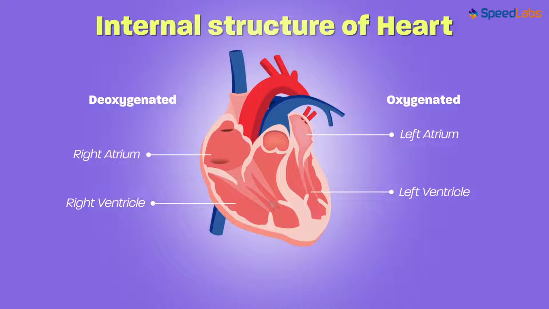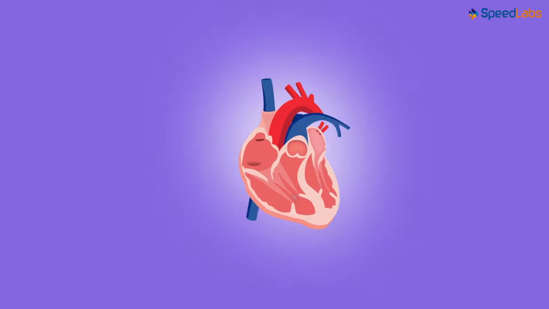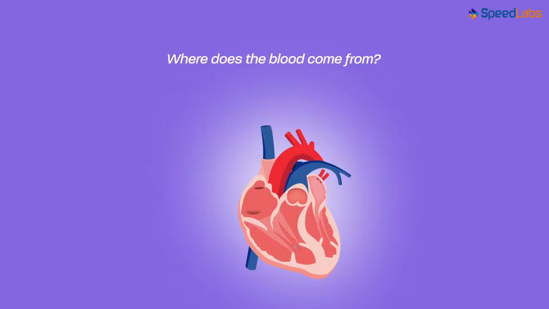If you're not sure about which side deals with oxygenated blood and which one with deoxygenated, then just remember the word LORD. Left oxygenated and right deoxygenated. Now when we say receiving and distributing chambers, what do we mean exactly? Where does the blood come from and where does it go? Let's simplify this as well.